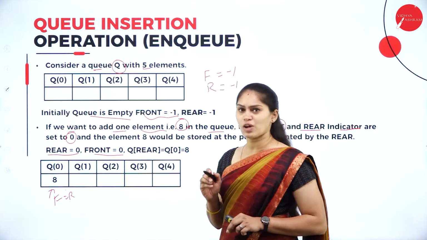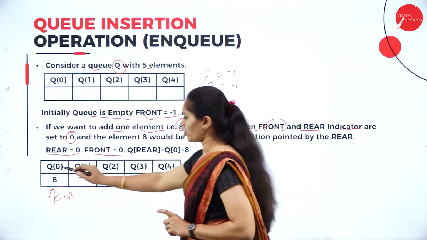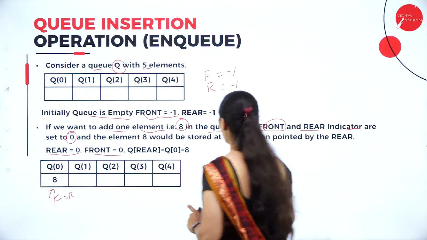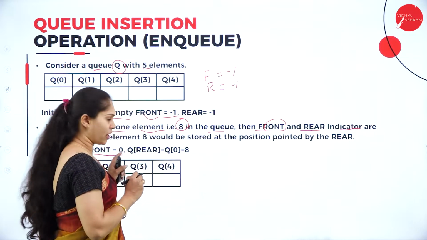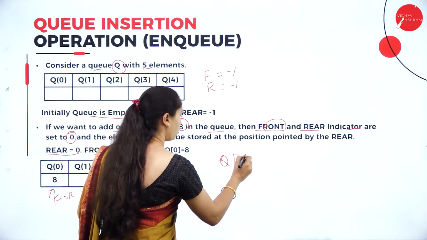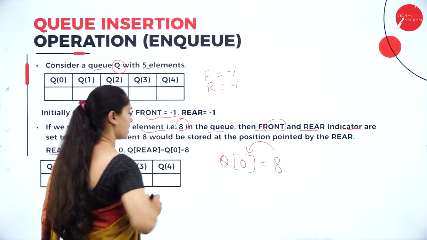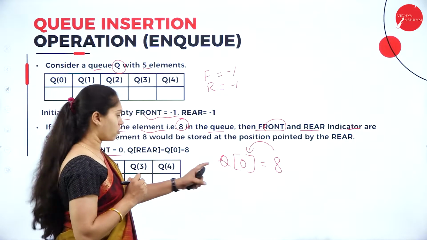From which end are we going to insert an element? From the rear end, right? So as of now the rear pointer is at location 0. The name of the queue is Q, and Q of 0 is equal to 8. So this 8 will be assigned to the 0th position of this Q.